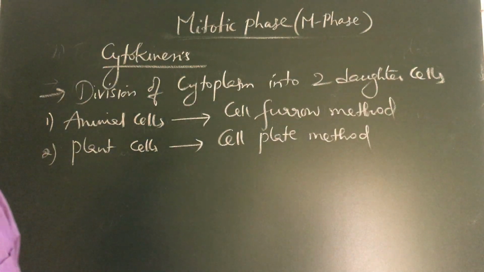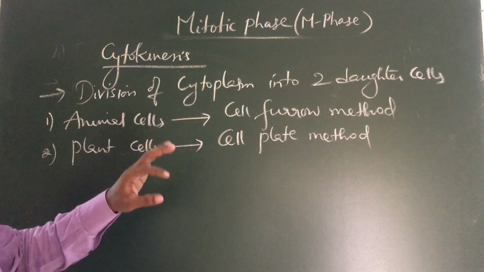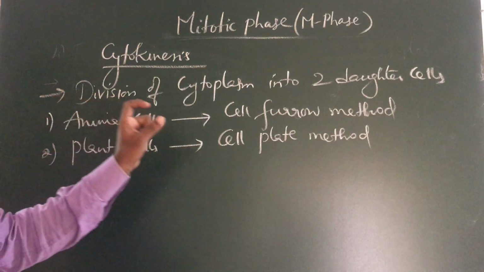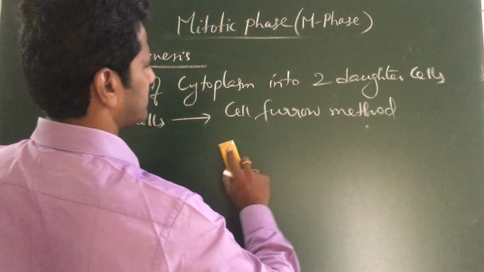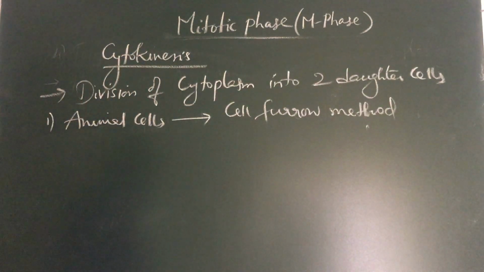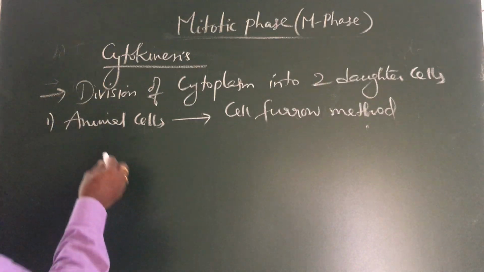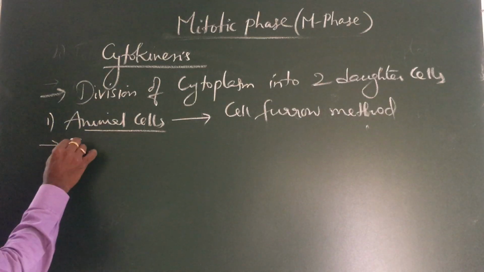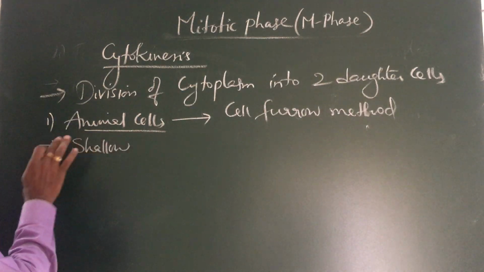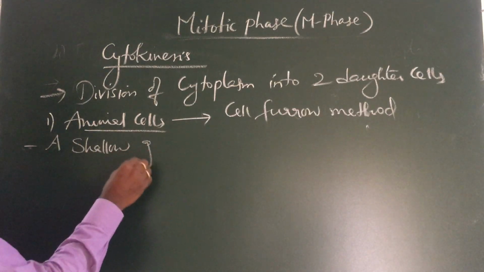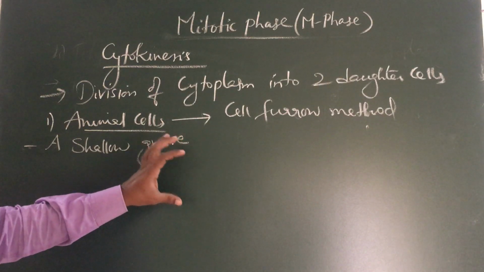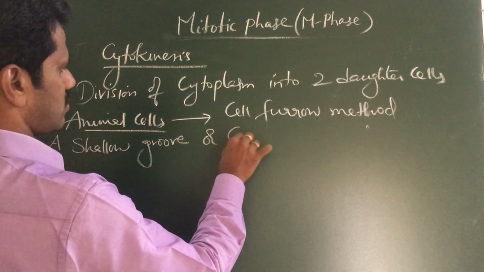Okay. So what is this cell-furrow method? And in plant cells, let us discuss. Keep the heading cell-furrow method in animal cells. Here, in the cell-furrow method, a shallow groove, or you can call it a constriction.